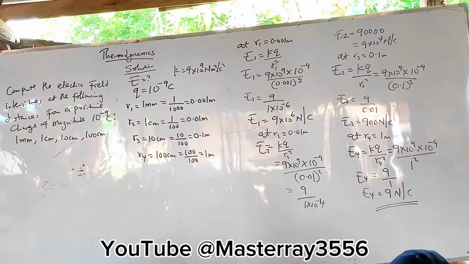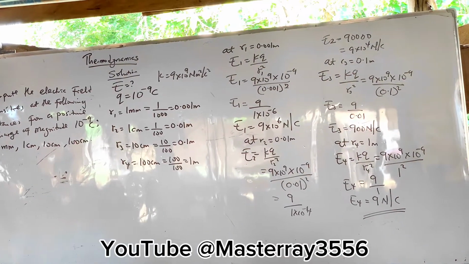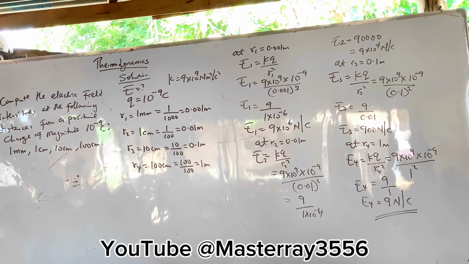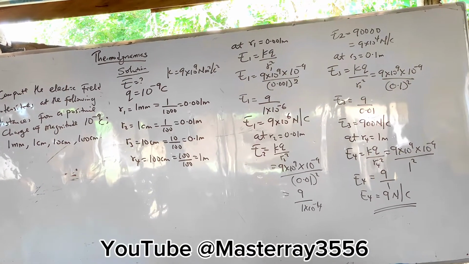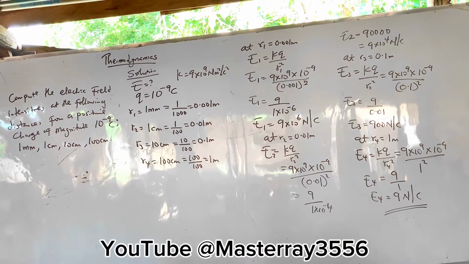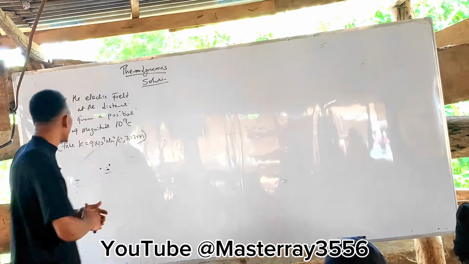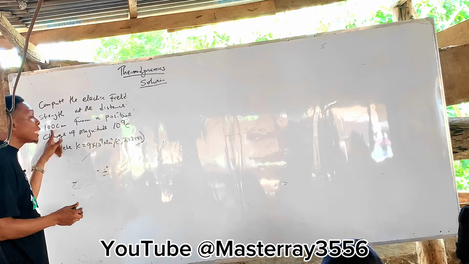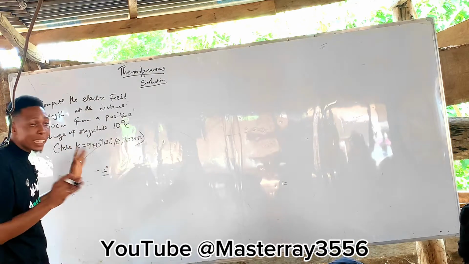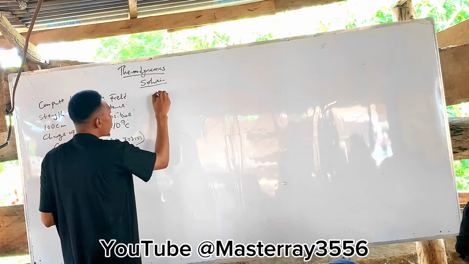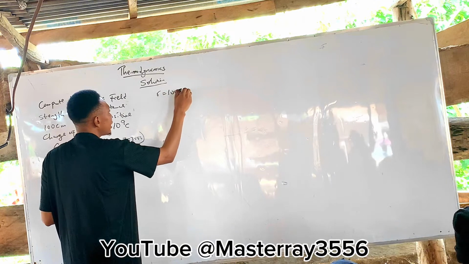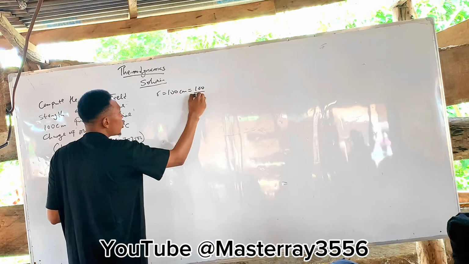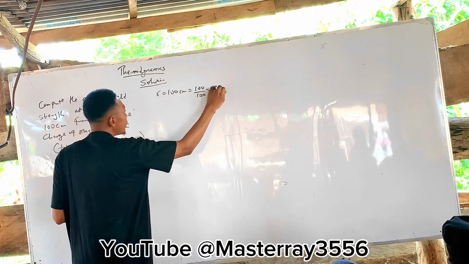Okay, it's just like this question. They said, determine the electric field strength at a distance of 100 centimeter from a positive point charge. The same thing. Compute the electric field strength at the distance. We are given just one distance this time around, right? And this distance is 100 centimeter. It's written as 100 over 100, which gives us 1 meter.